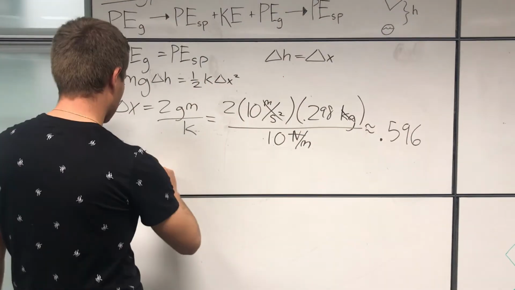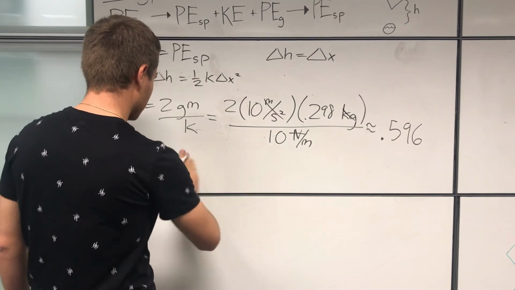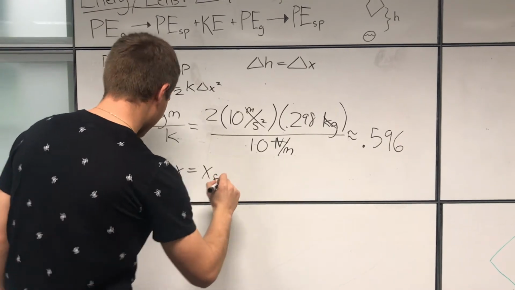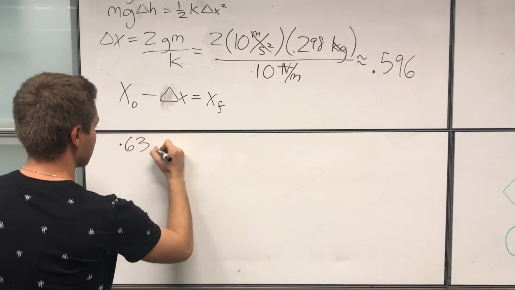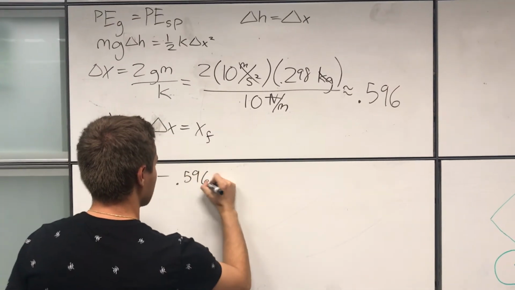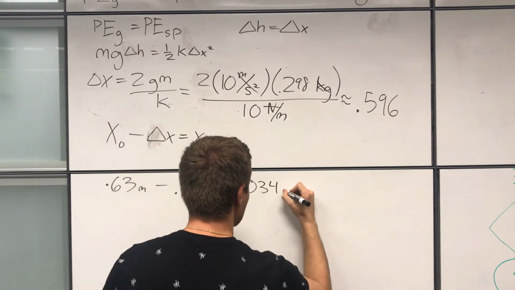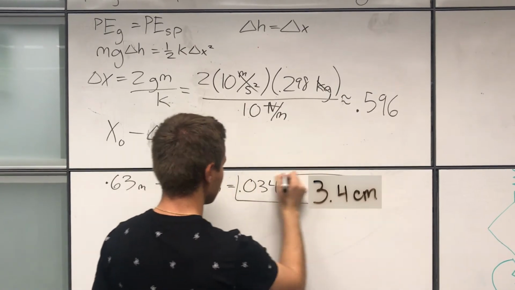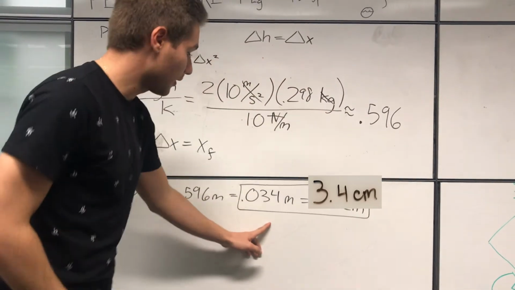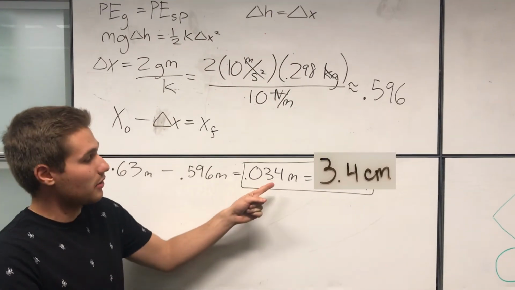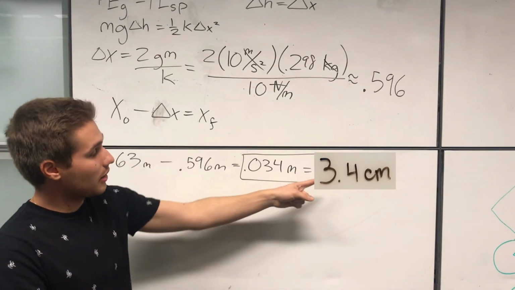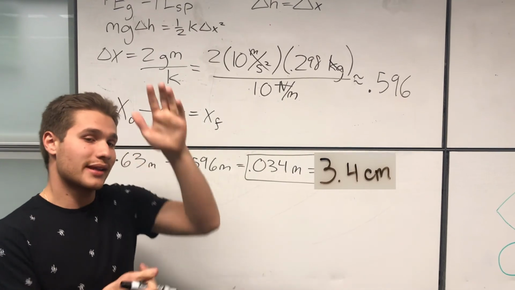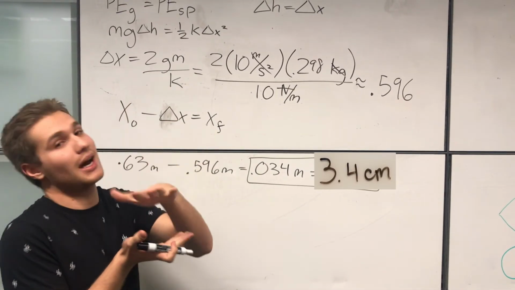Therefore, ultimately, our egg needs to be raised 34 centimeters or 0.034 meters in order for the weight to just hit the egg but not break it.